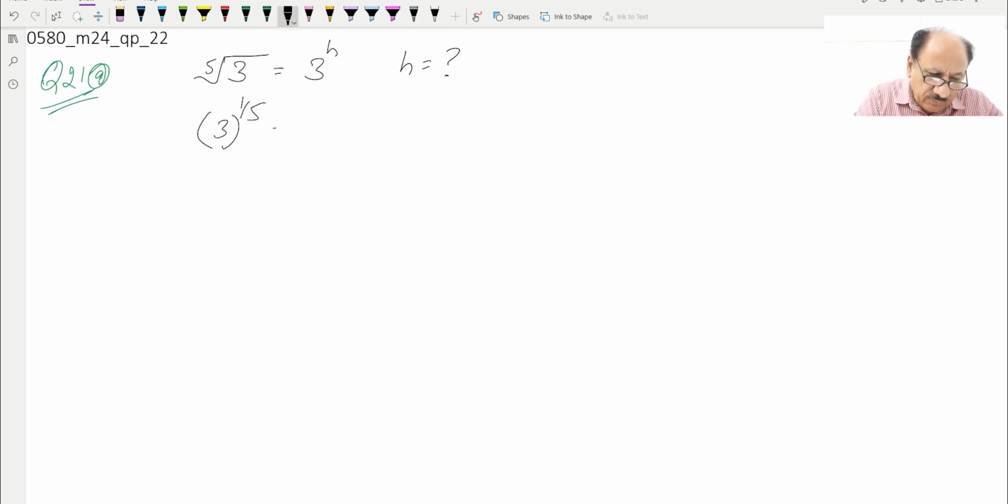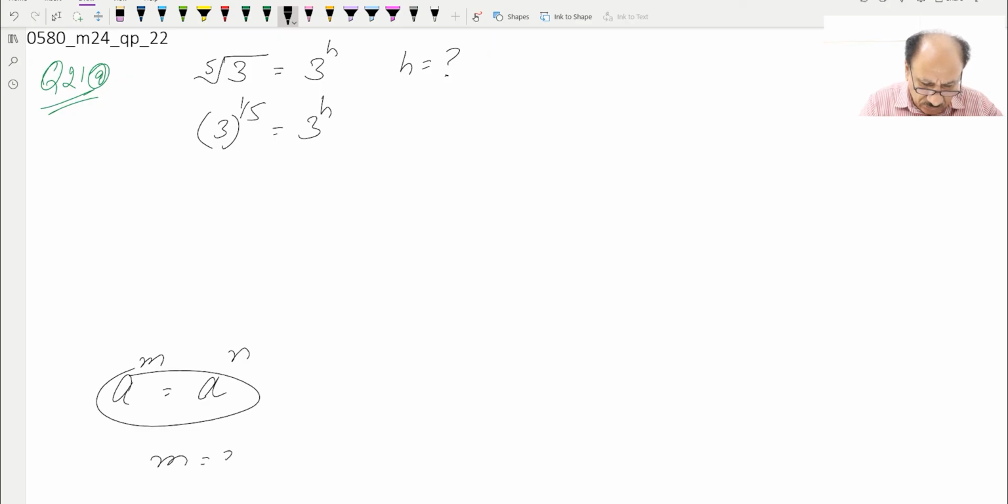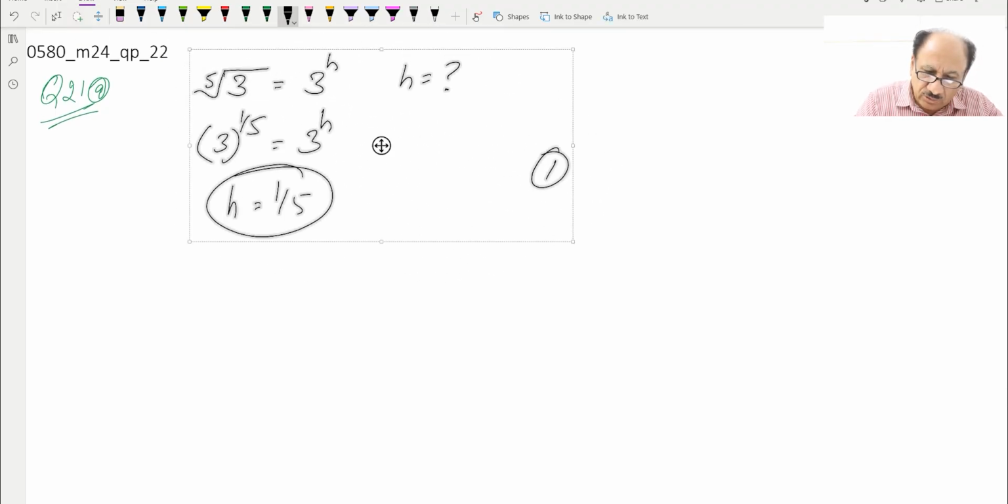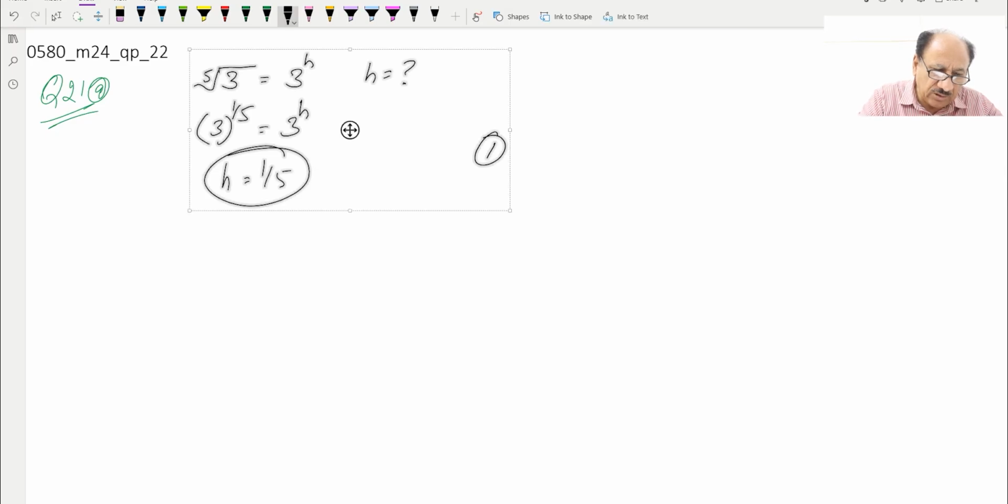Now we will be comparing this. Bases are same, so we can leave the bases and compare the powers. For example, a raised to power m is equal to a raised to power n. Bases are same, so we can write m is equal to n. By this method we can write h is equal to 1 by 5. So this will be our answer, and this is only a 1 mark question. Simple, straightforward. Indices rules should be in your mind. You need to revise the indices rules so that you will not be wasting time and will not make mistakes in the examination.